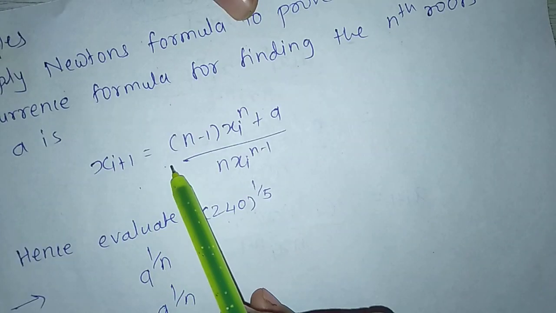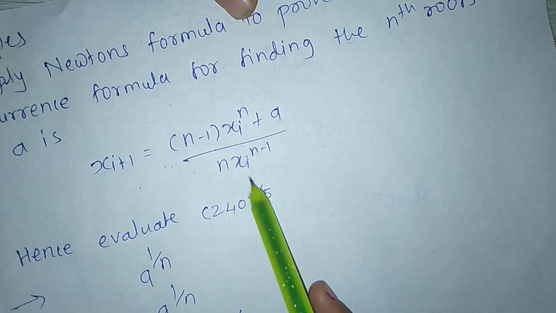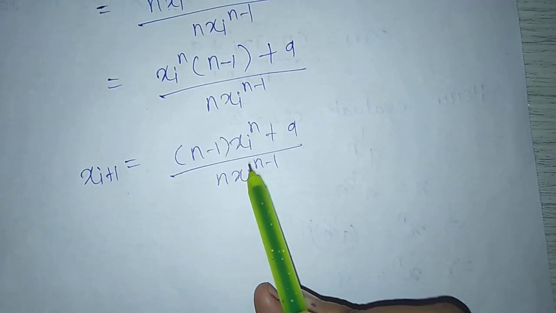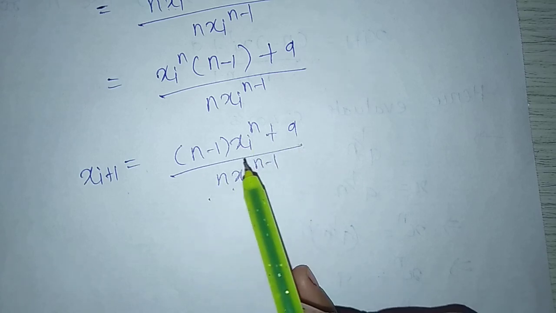Here x_{i+1} equals ((n-1) x_i^n + a) / (n x_i^(n-1)). Here we have shown that x_{i+1} = ((n-1) x_i^n + a) / (n x_i^(n-1)).